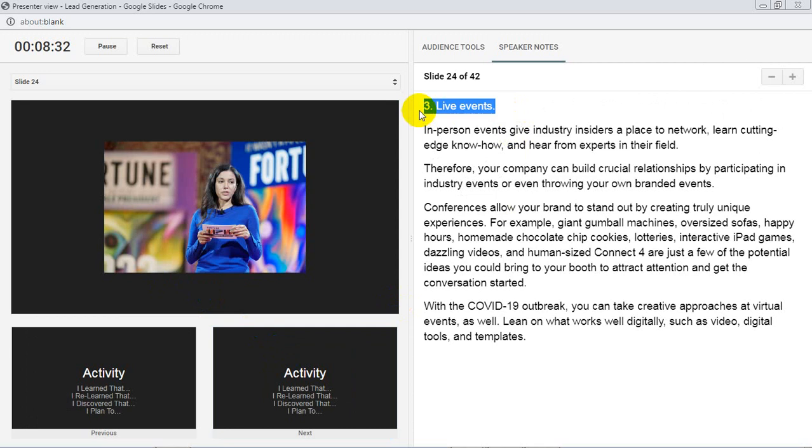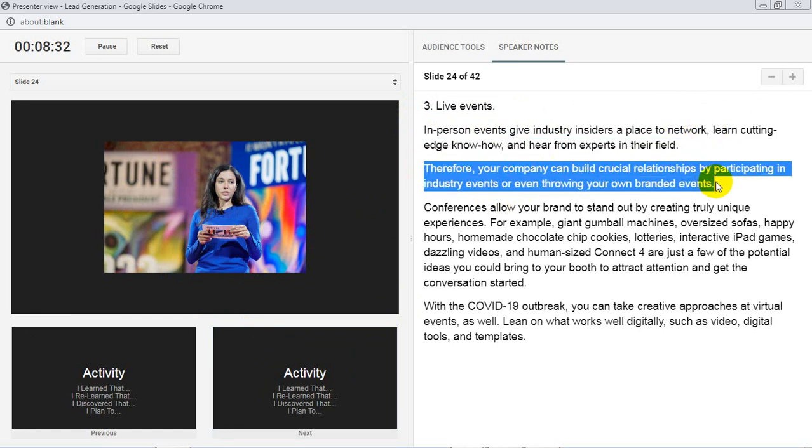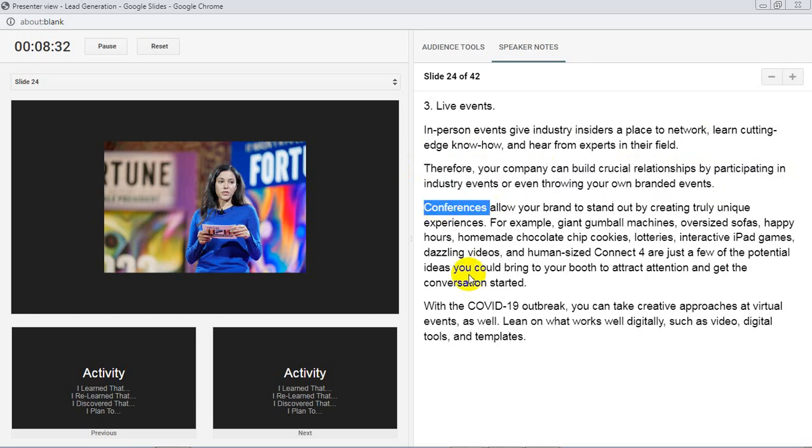3. Live events. In-person events give industry insiders a place to network, learn cutting-edge know-how, and hear from experts in their field. Therefore, your company can build crucial relationships by participating in industry events or even throwing your own branded events. Conferences allow your brand to stand out by creating truly unique experiences.